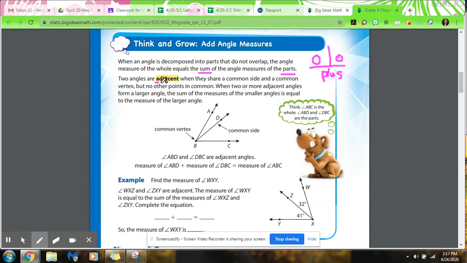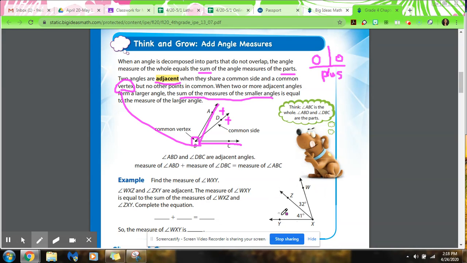Two angles are adjacent when they share a common side and a common vertex, but no other points in common. Remember that a vertex is the middle point here. When two or more adjacent angles form a larger angle, the sum of the smaller angles is equal to the measure of the larger angle. So for example, they're showing us angle ABD and angle DBC, but if you were to put them together, you would overall get angle ABC. So you can add the two smaller angles in order to get the amount of the bigger angle.